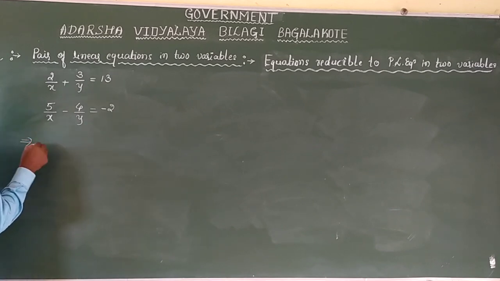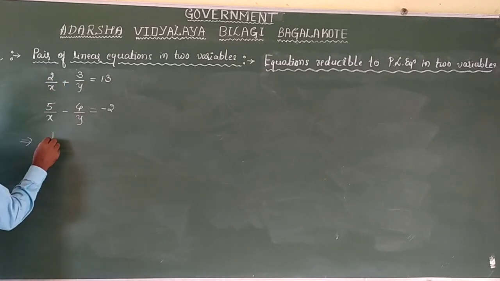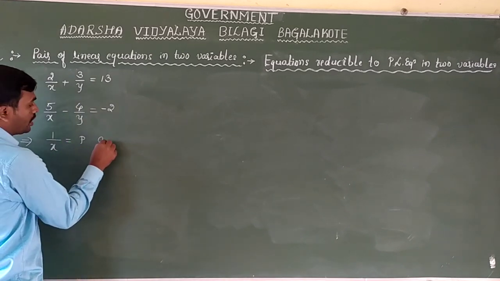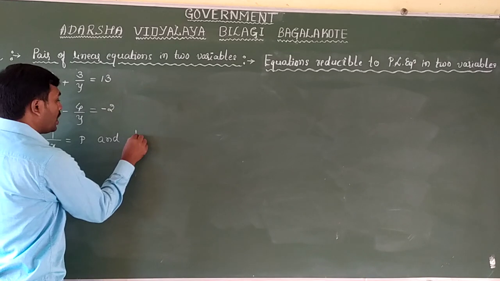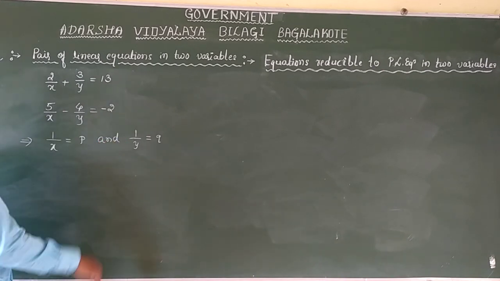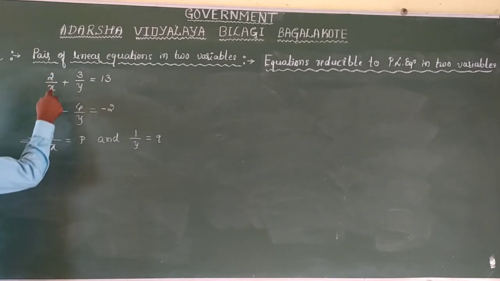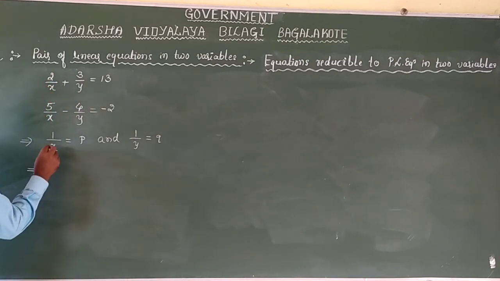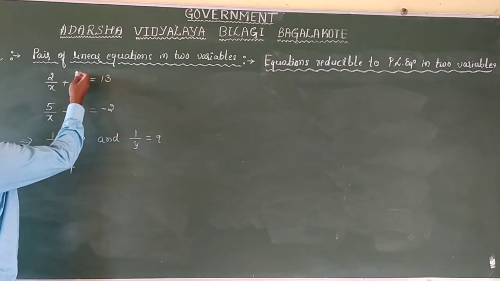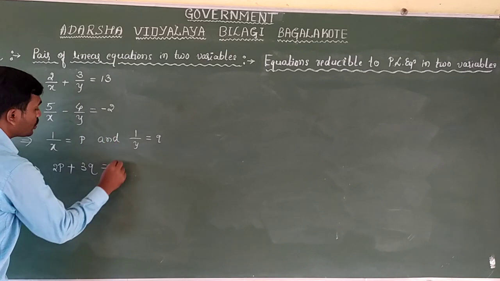Let us solve these two by taking the values of x and y. Here I will take 1 by x is equal to p, and I will take 1 by y is equal to q. If I take 1 by x is equal to p and 1 by y is equal to q, then the given equations become 2 into 1 by x, that is 2p, plus 3 into 1 by y, that becomes 3q. So this is equal to 13, children.